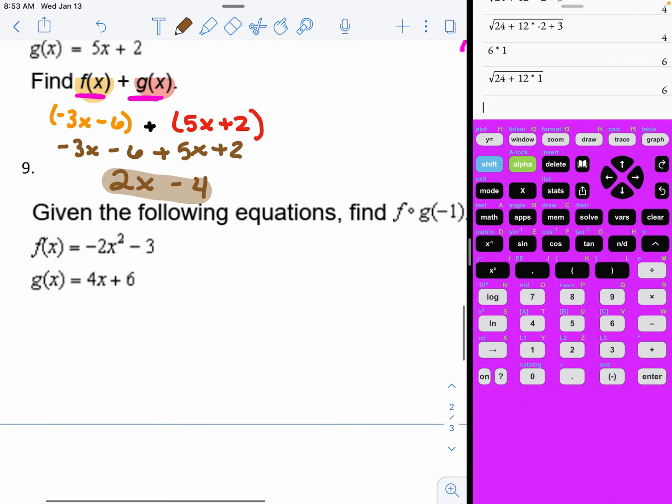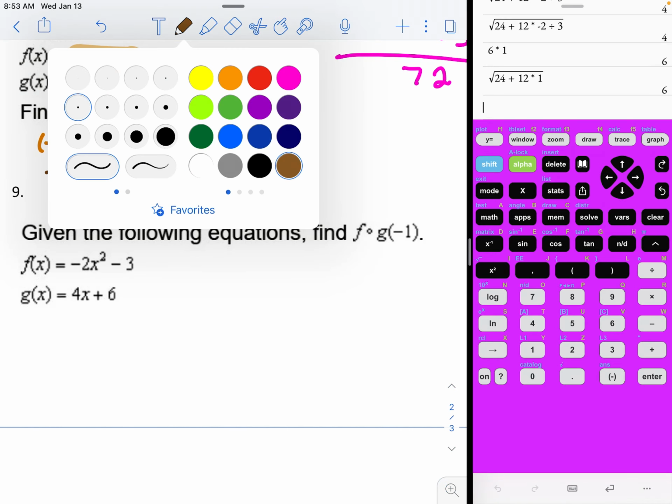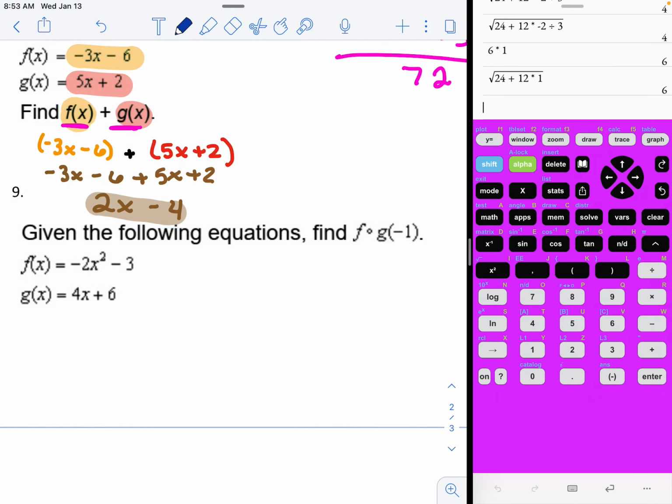Okay, given the following equation, I'll keep my calculator there. Find f of g of negative 1. Now, if you can't remember, this is called composition. Does everybody see that open circle? That is not multiply. That is called composition.